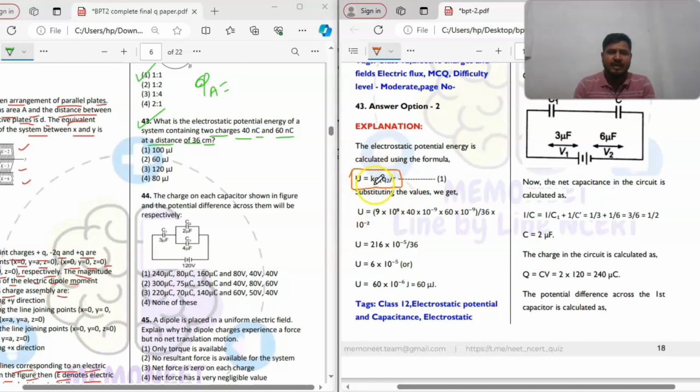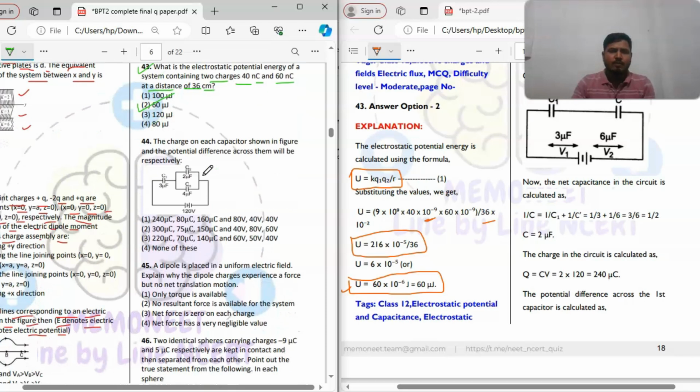Now we know the value of K. K is 1 by 4 pi epsilon naught. What is Q1? Q1 is 40 nanocoulomb, so we have to convert into coulomb, that is, we have to multiply by 10 to the power minus 9. Now after putting this in, we get U is equal to 216 into 10 to the power minus 5 by 36. After solving this, we get U is equal to 60 microjoule. So our second option is the correct option. This is a simple thing, right? Okay. Now move to the next question.